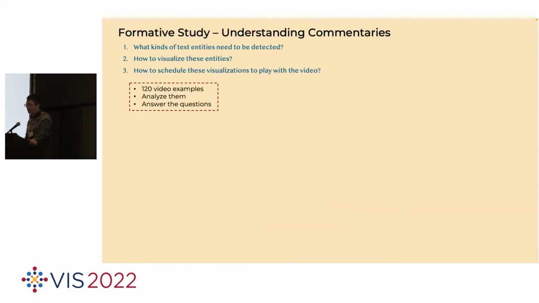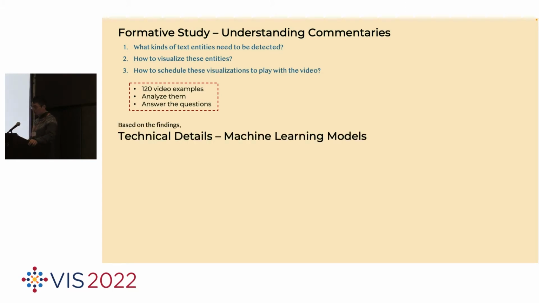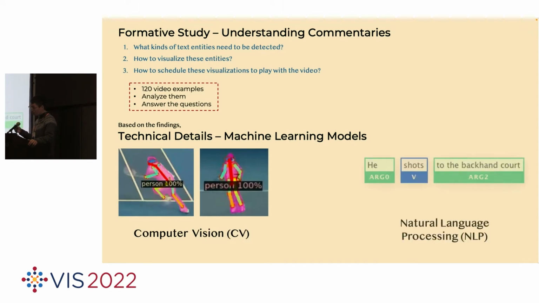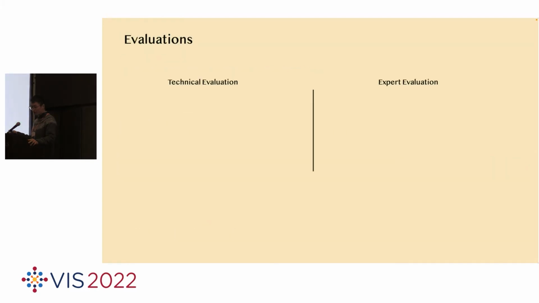To answer these three questions, we conduct a formative study, and based on the findings, we develop Sport Teacher, which uses computer vision models to detect video objects and natural language processing models to detect text entities. And we connect them based on some rule-based methods. For more details of the formative study and the technical implementations, please check our paper or talk to me offline. And to evaluate Sport Teacher, we conduct a technical evaluation and an expert user study.